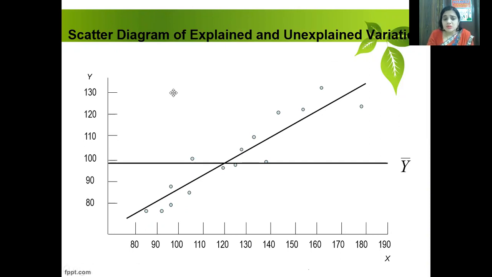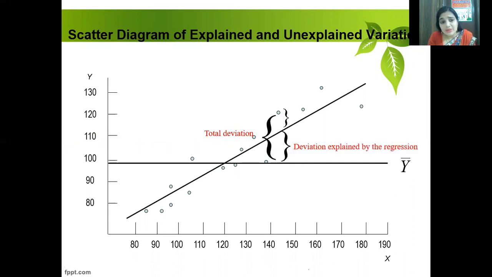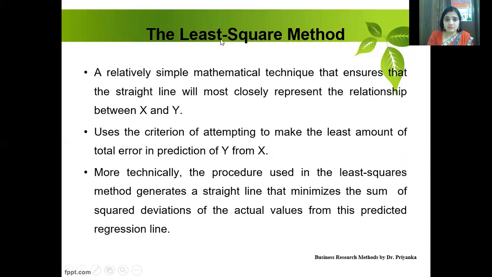This tells you explained and unexplained variation, like this. This is your total deviation, but this is the deviation which is being explained by the regression equation, and this part, the upper part, is not explained by the equation. So this is how we will be calculating total deviation as well. Total deviation is equal to deviation explained by the regression plus deviation not explained by the regression equation, right? This is also very important when it comes to regression equations.